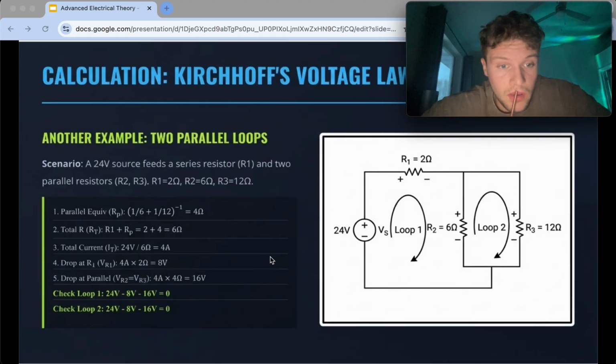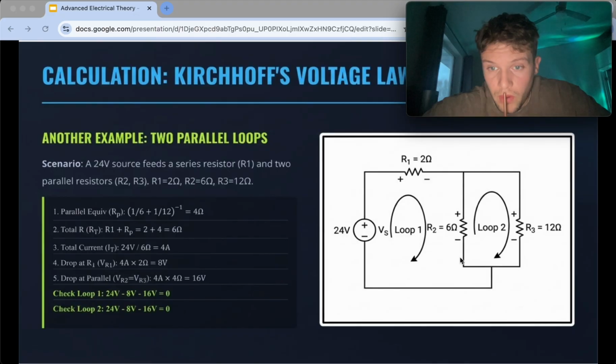Yeah, so check loop 1, 24 minus 8 volts minus 16 volts, right? You're finding that 8 volts because 2 times the amperage of 4 is going to be 8, and then your 6 and 12 equivalent, if you basically just break this down into one resistor, it would be equivalent to 4 ohms. So then you do your 4 amps times 4 ohms, which gives you 16. So the voltage drop across these two would be 16, which would be 0.